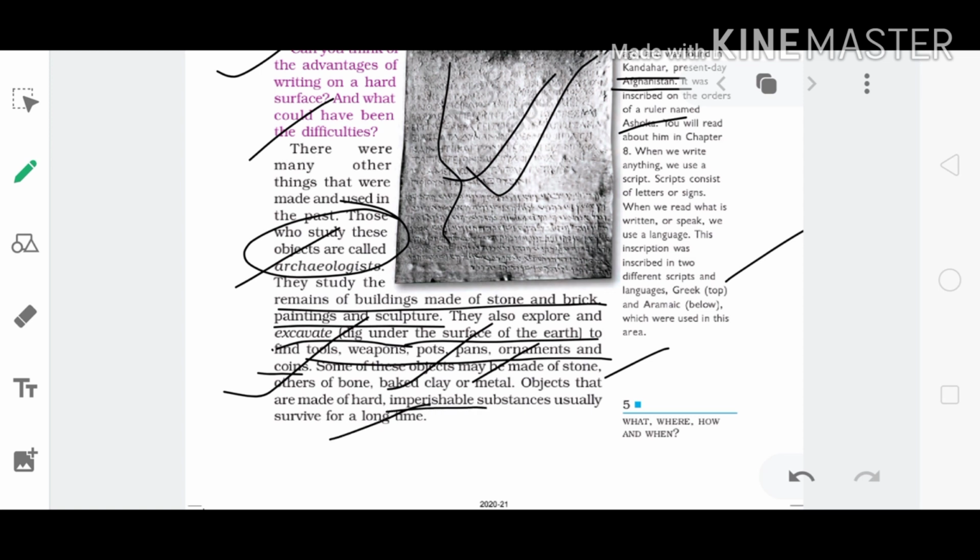Now, when we say imperishable, it does not get destroyed very easily. Like a metal object, it does not get destroyed easily, unlike the bark of a tree or a palm leaf. So archaeologists are the people who study objects, and mostly they dig out objects to find weapons, tools, pots, pans and ornaments that were used by earlier people. They also try to find out about the remaining bricks made of stones, paintings and sculptures, to learn what happened in the past, how people lived in the past, and what their lifestyle was. So this is about archaeologists and the subject known as archaeology.